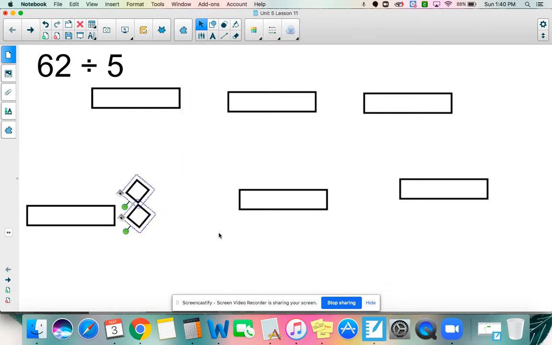So we have to break things up. I have to break these into smaller pieces so that I can distribute them into these 5 groups I've created.